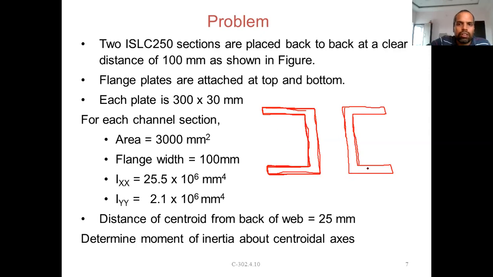Right. So this is two channel sections, and 250 is nothing but its depth. From here to here, that is depth. I will show here. So this is nothing but 250. The entire depth of your channel section is nothing but 250.